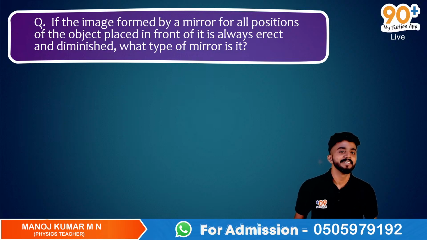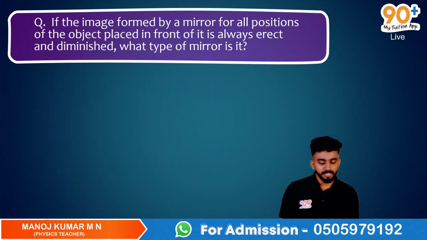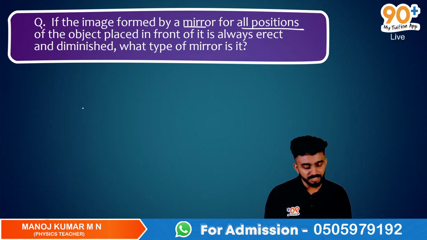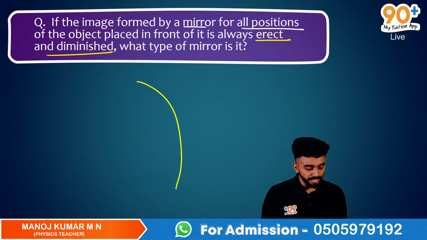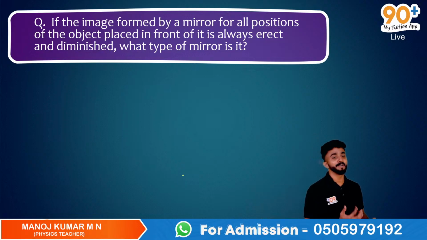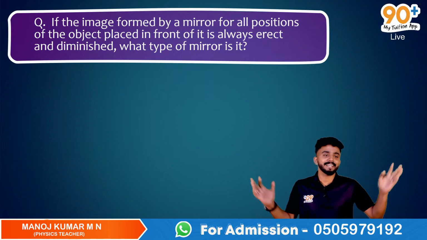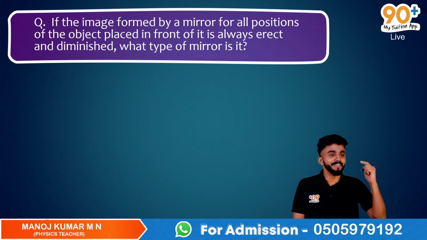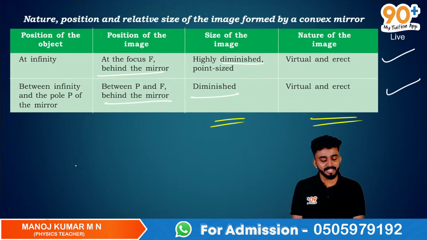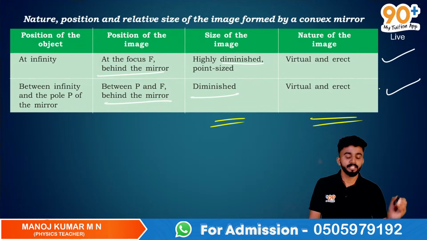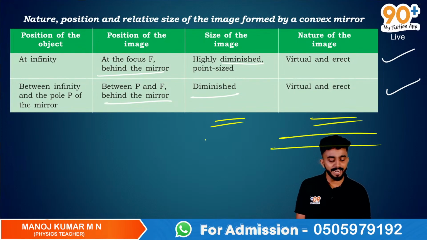Over here we have the image formed by a mirror for all positions, which is always erect and diminished. In which mirror? Sorry, I'm not drawing the mirror over here. In the case of this mirror, we'll have the image formed always erect and diminished. You have learned it. Very good, Shivanya. It is none other than the case of a convex mirror. The case of convex mirror is always erect and diminished.